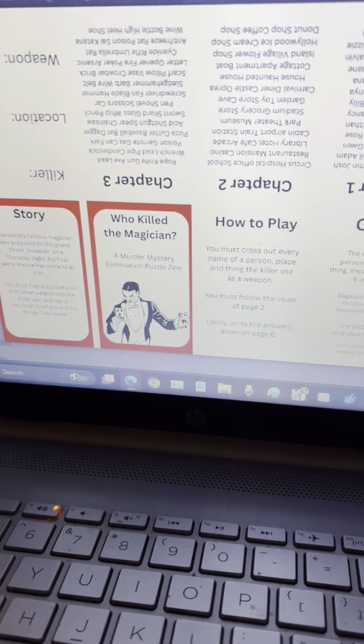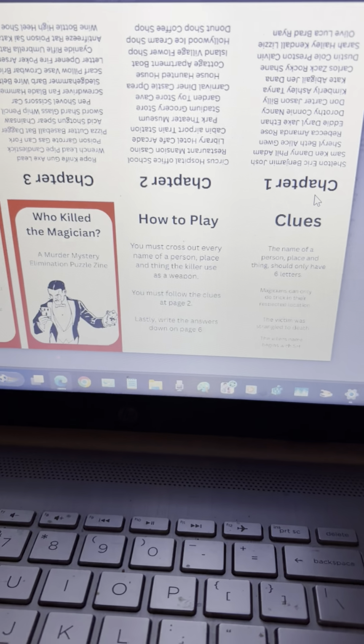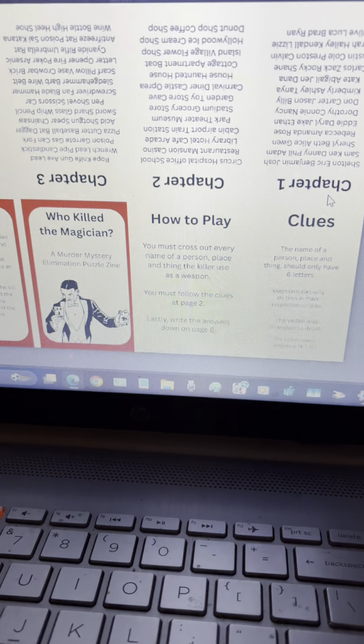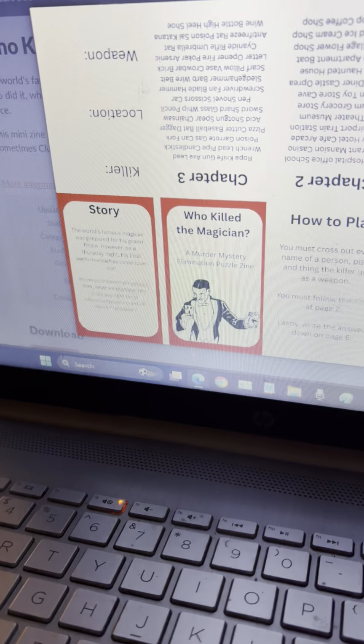For example, the magician. Who Killed the Magician is basically a murder mystery puzzle zine, and it's like an elimination. Here's how you can play it. You must cross out every name of a person, place, and thing that the killer used as a weapon. You must follow the clues on page 2, and lastly, write the answers down on page 6, which of course is this one right here.